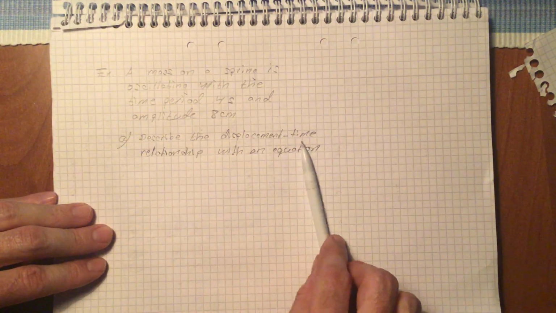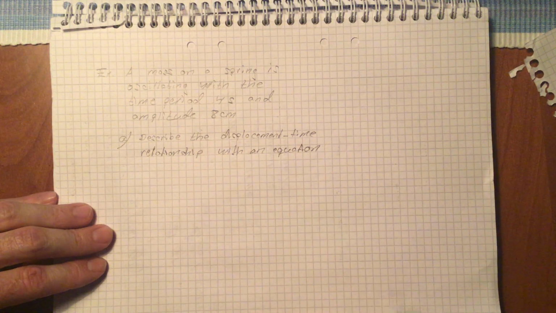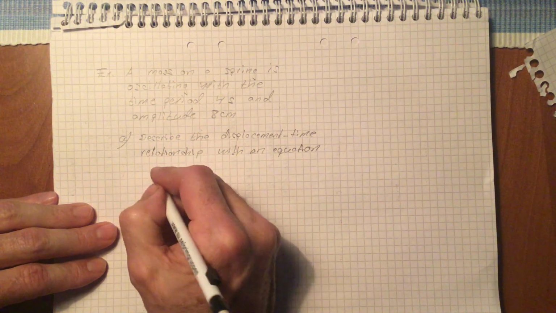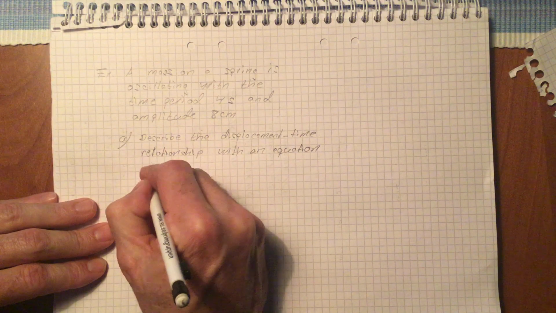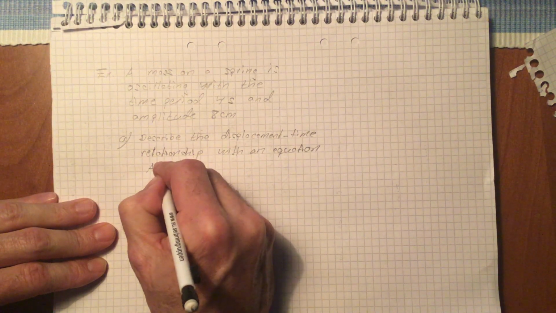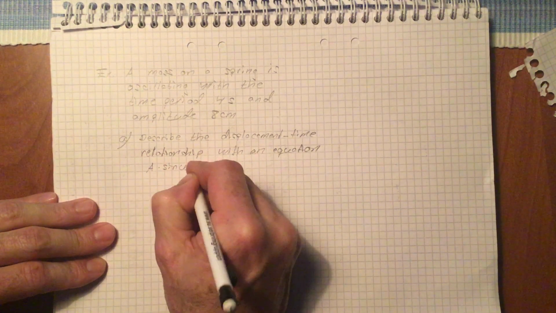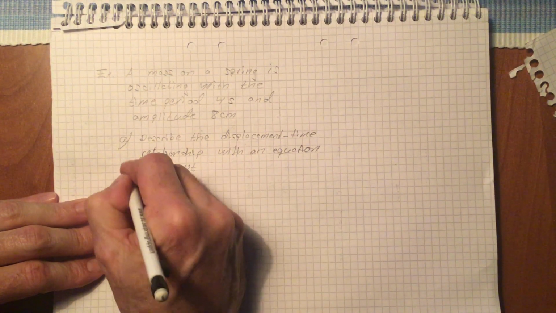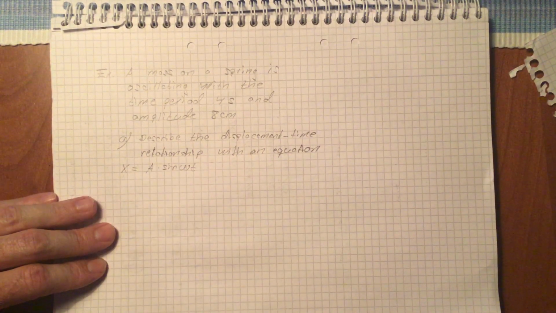Describe the displacement time relationship with an equation. Well, we know that it looks like this. A times sine omega t, that is the displacement, like this.